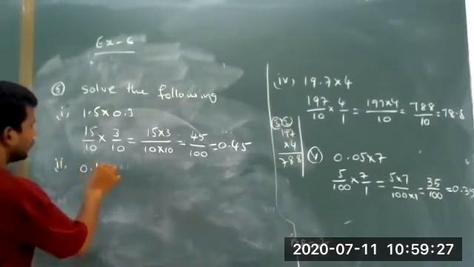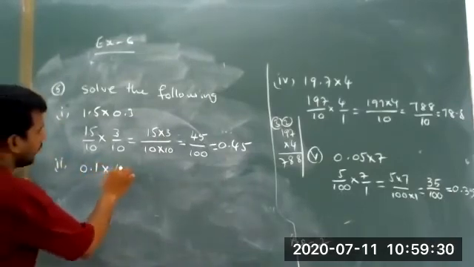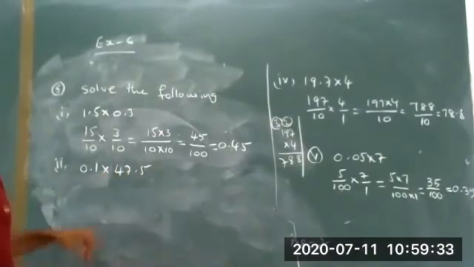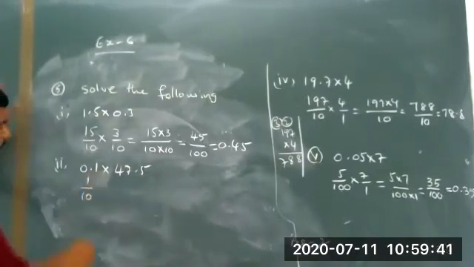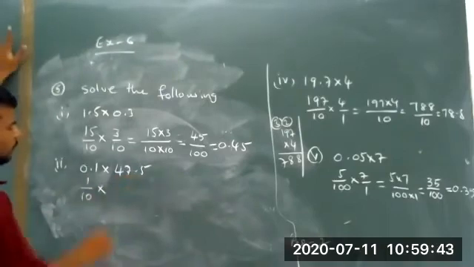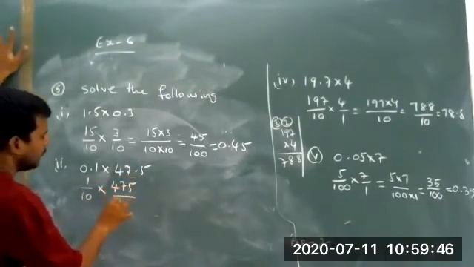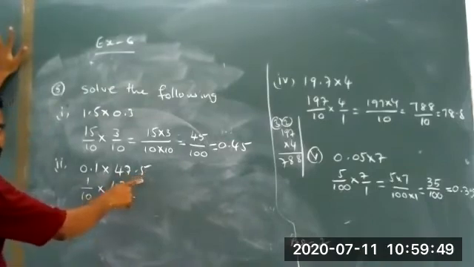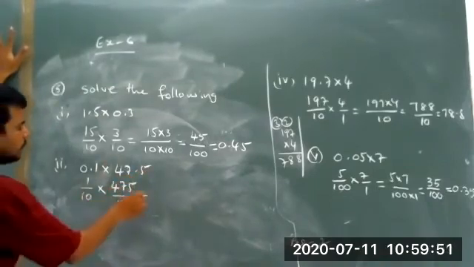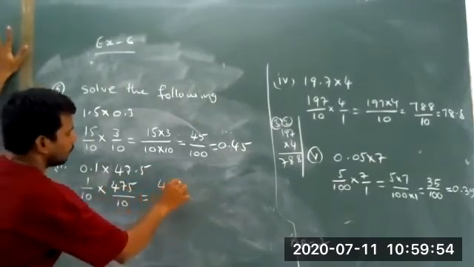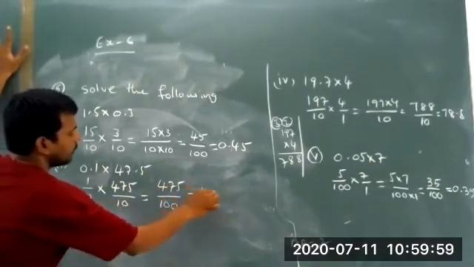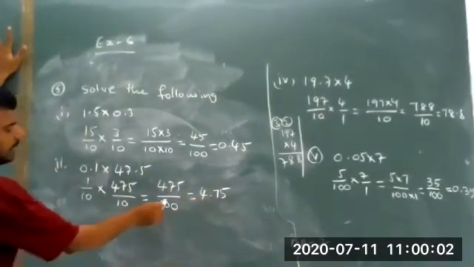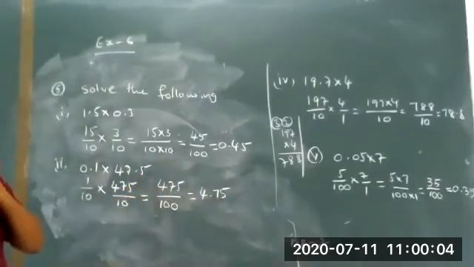0.1 into 47.5. So this is the 1 by 10 fraction of 0.1 into fraction of 47.5, or 475 by 10. Why? Because here the decimal place value is 1. So 1 into 475 by 10 into 10 gives 100. Now the answer is 4.75. Why? Because here there are 100, so the decimal point gives 4.75.